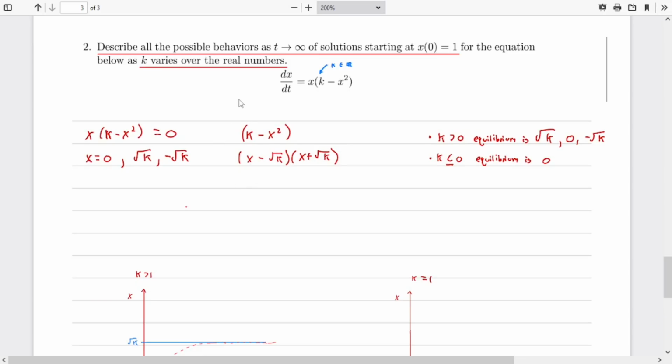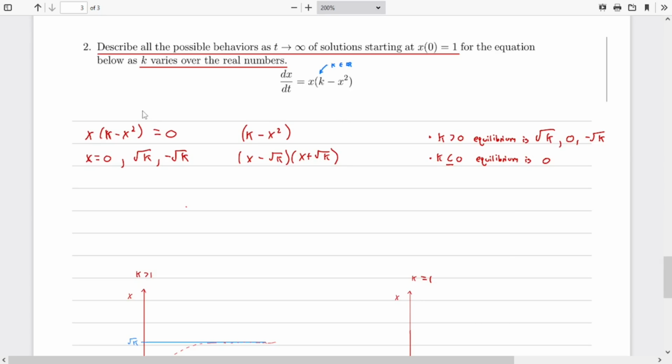This is for quiz 1, question 2. The problem says describe all the possible behaviors as t, or time, goes to infinity, of a solution starting at x of 0 equals 1 for the equation below as k varies over real numbers. They give us the function dx over dt, or the derivative of the function f of x with respect to time, equals x times (k minus x squared).